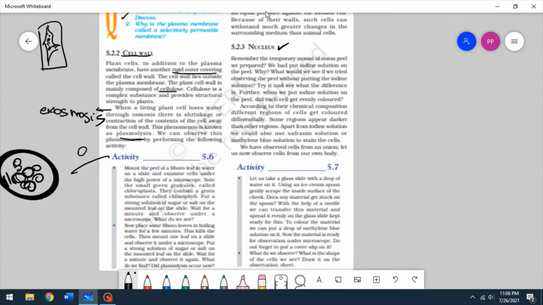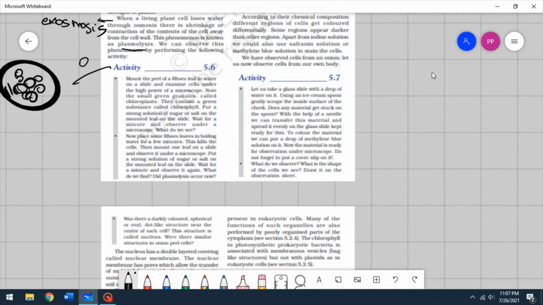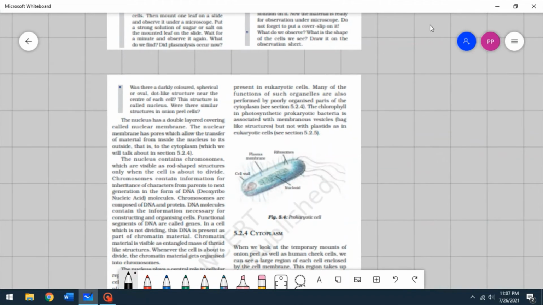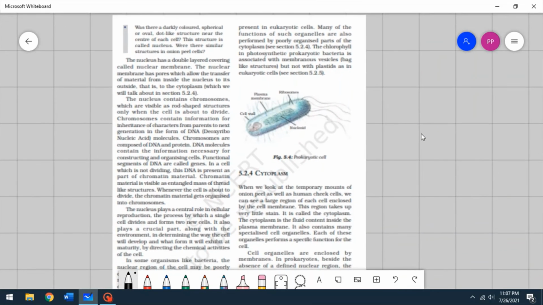And then we have nucleus. So remember that onion peel that we prepared? We put iodine solution in the peel. I didn't go through the activity, but if you go through it, there was a step that said put iodine solution. That would be because we want to see the nucleus. Alright, so that is just an introduction of the nucleus, and here we have the actual content.